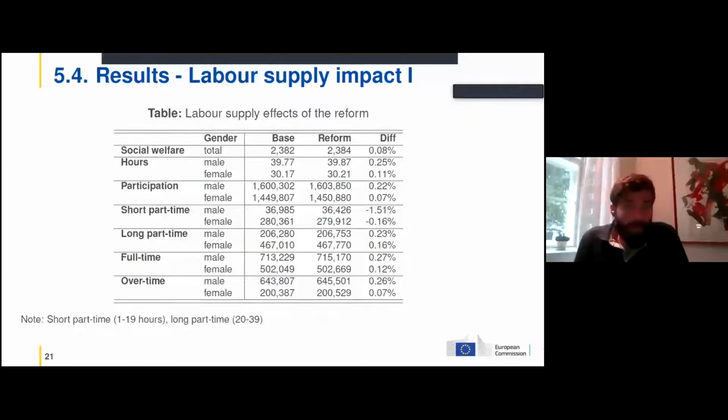And the labor supply effects of the reform. Here you see again the impact on hours and on participation, for males and females. We see that the hours worked we expect to drop by 0.25%, which is quite low, for males, and 0.11% for females. On participation, again, we see a stronger impact for males than for females, which is a bit surprising because the elasticities we found were actually higher for females than for males, as you know.